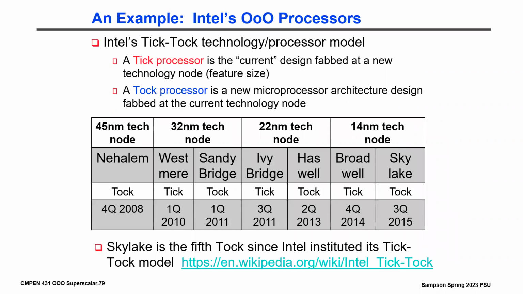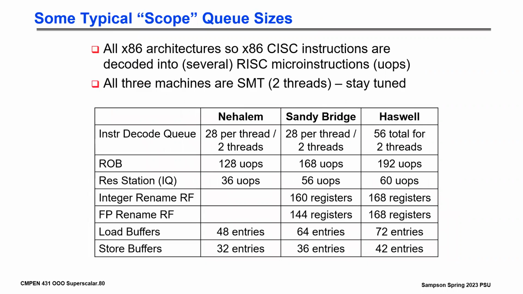Okay. I'm going to skip the TikTok slide because TikTok's mostly dead at Intel. But yes, there is a differentiation between architectural design advancement and technology advancement. But let's focus a little more here.